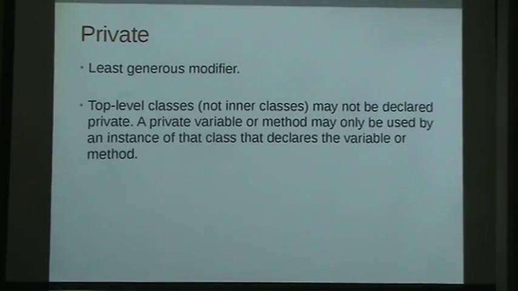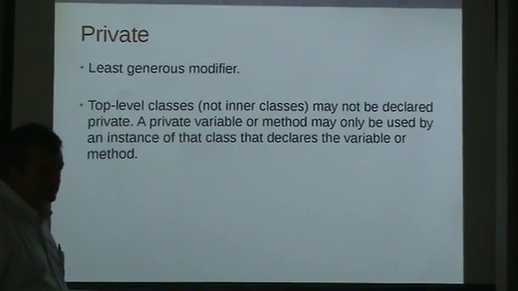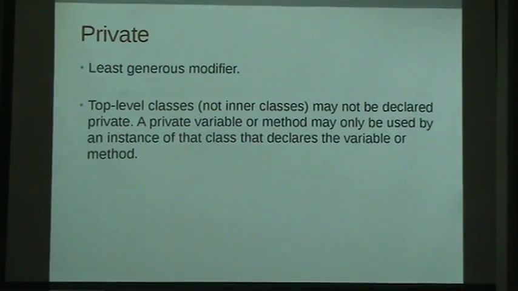Top-level classes, not counting inner classes, may not be declared private. Otherwise, nobody could access it. A private variable or method may only be used by an instance of that class. It cannot be used by anything outside of an instance of that class. Once you go outside the class, you can't use any method or data that is private. So it's really used for internal computation within the class.